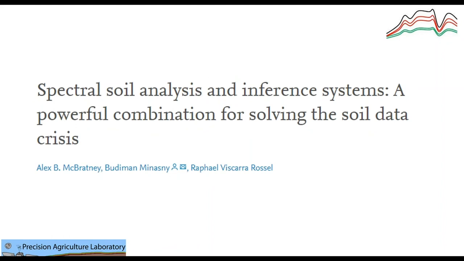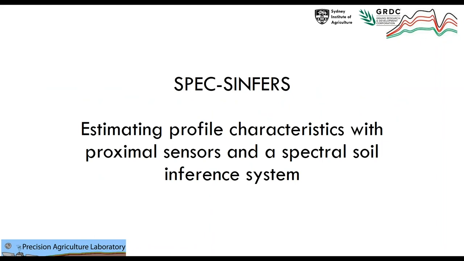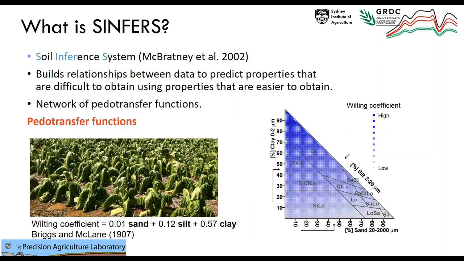there was this publication, Spectral Soil Analysis and Inference Systems. And what is an inference system? It's basically predicting with the spectra one property, and then with that property, predicting some other property, and so on. So we can have, from a single spectra, many different soil properties. Okay? And with a combination of two concepts. First, the spectral modeling that we reviewed before, that we have univariate calibrations and multivariate calibrations. And on the other hand, the petrotransfer functions.